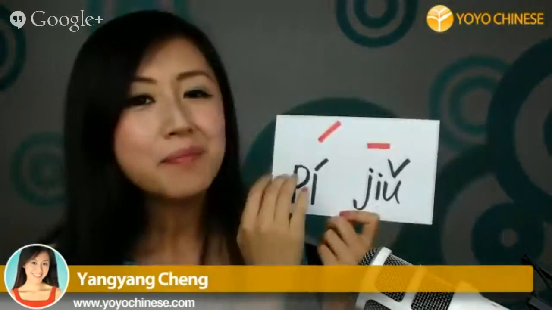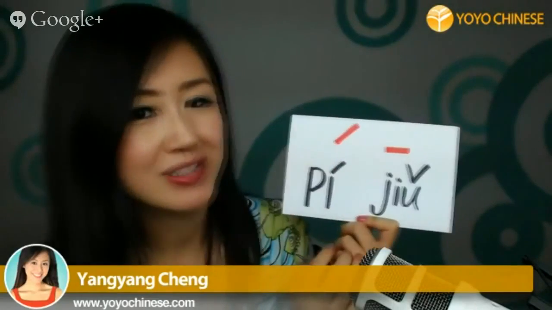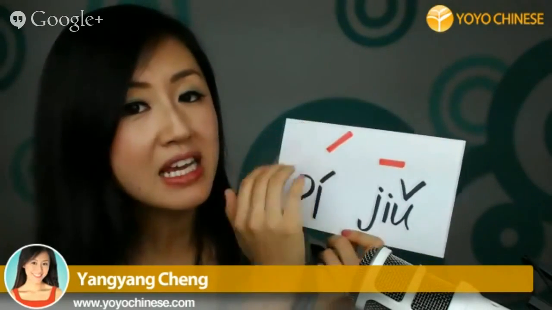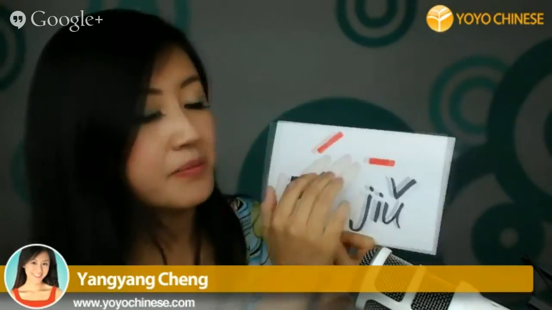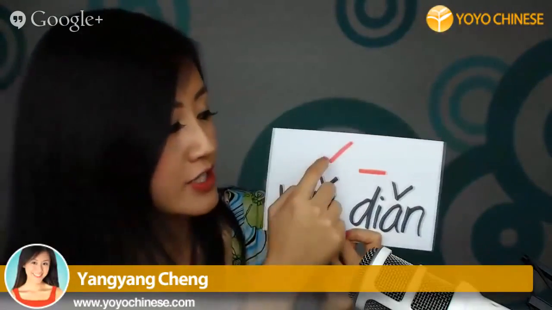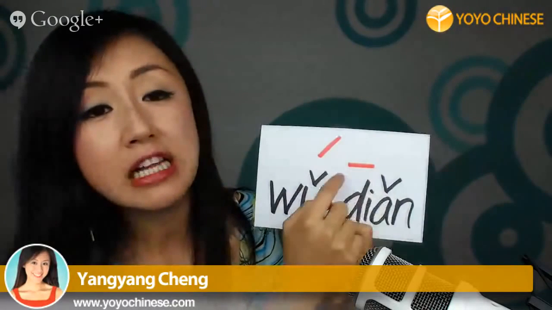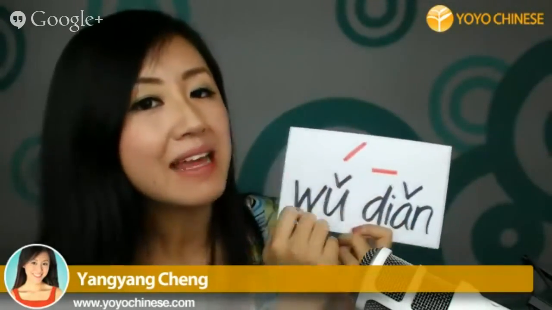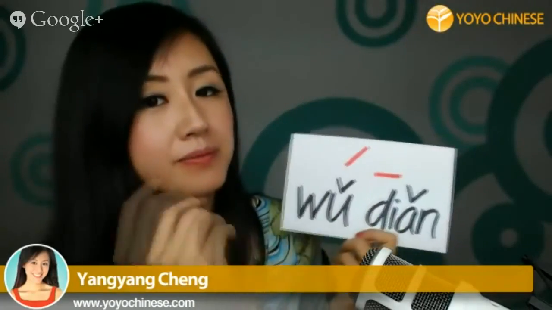Beer, 啤酒. Lowest part of your voice, 酒. Good. All right. 5 o'clock. Since both of these are third tones, the first third tone becomes a second tone. So second tone and the third tone, okay? The third tone is a low flat tone, so it's 5点. Okay.